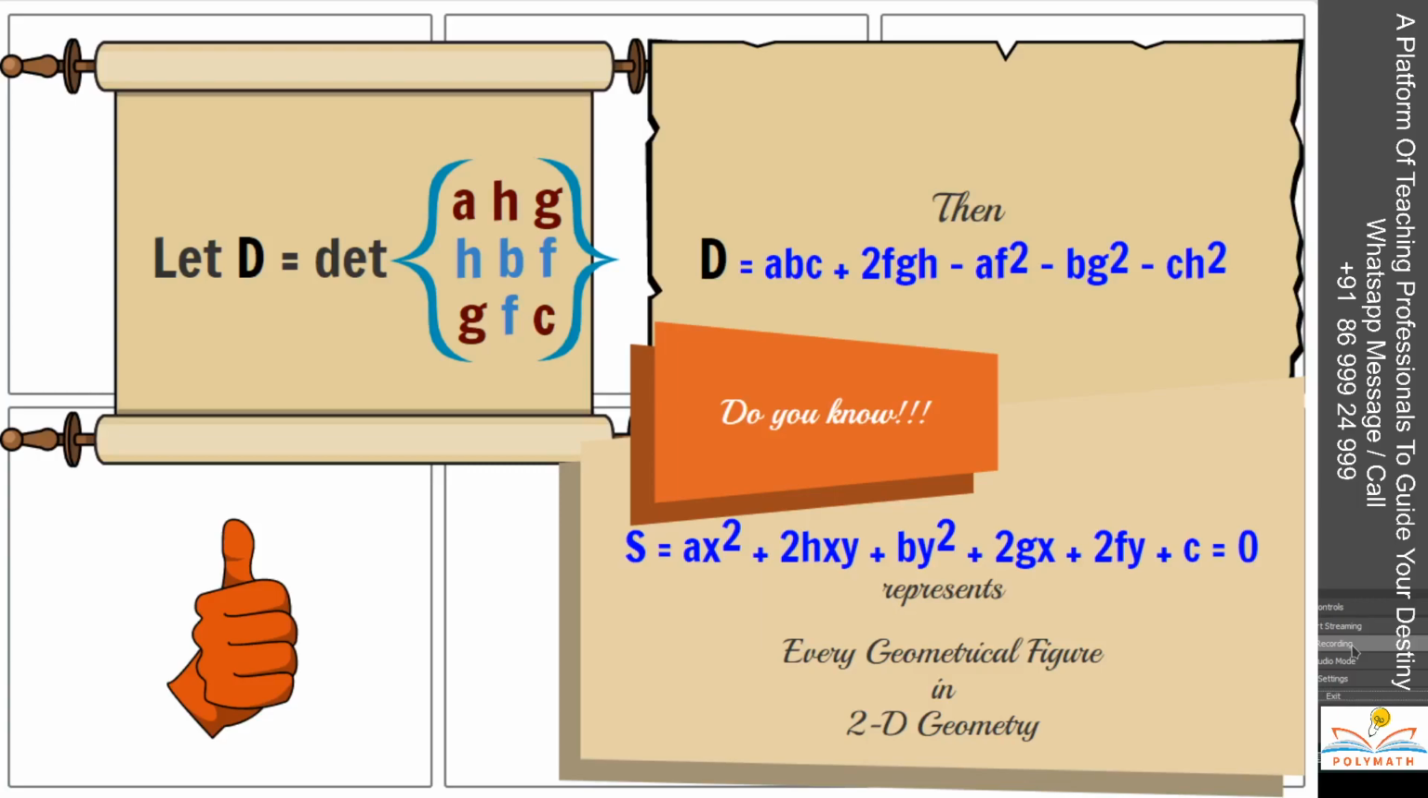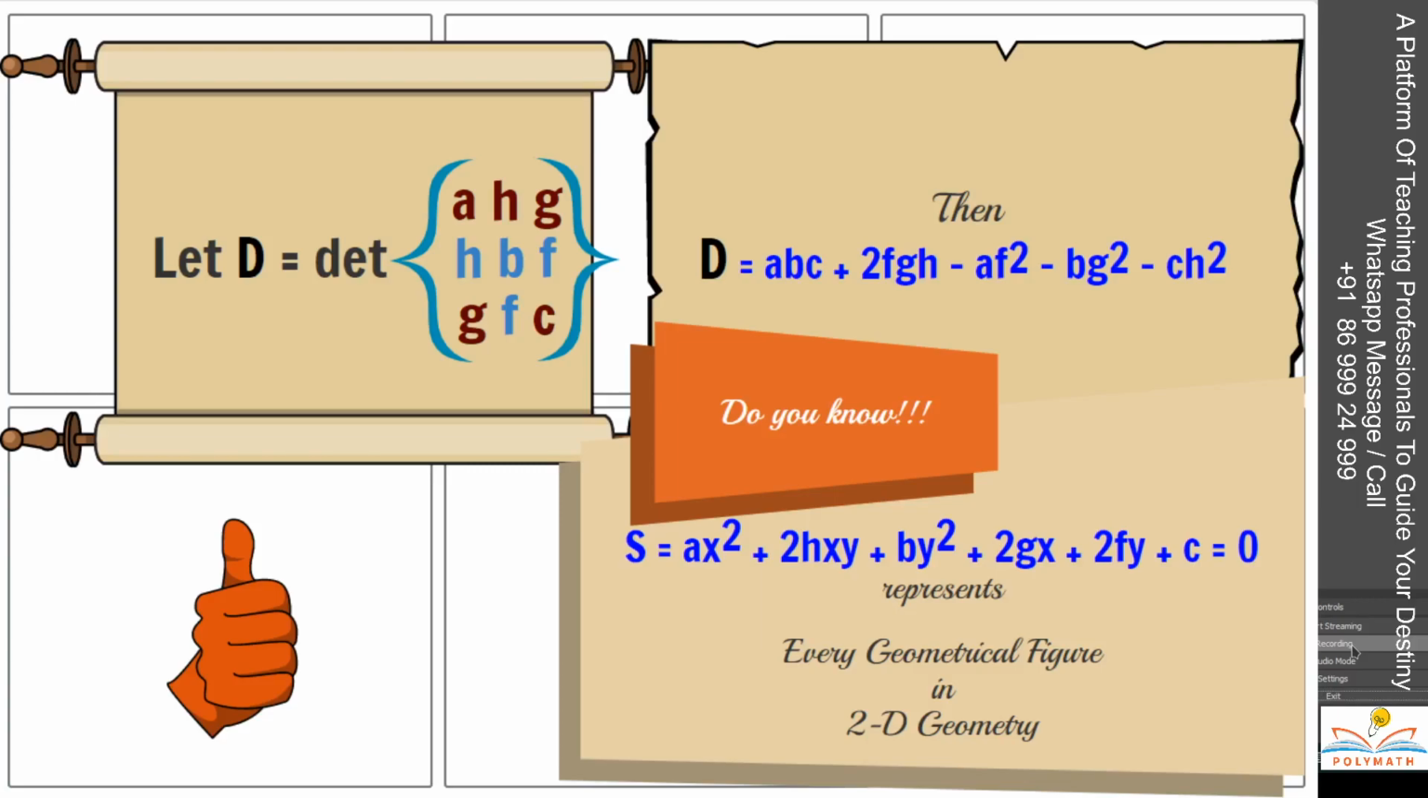If you find out the determinant of it, D is equal to ABC plus 2FGH minus AF square minus BG square minus CH square. Do you know? A second degree non-homogeneous equation ax square plus 2hxy plus by square plus 2gx plus 2fy plus c equal to 0 represents every geometrical figure in two-dimensional geometry. How? Let us go through that.